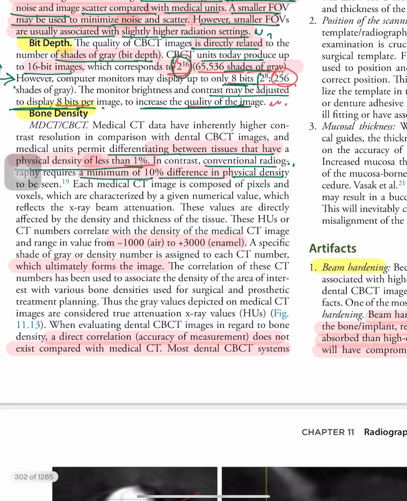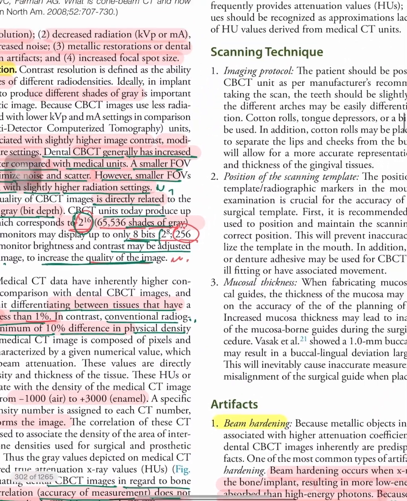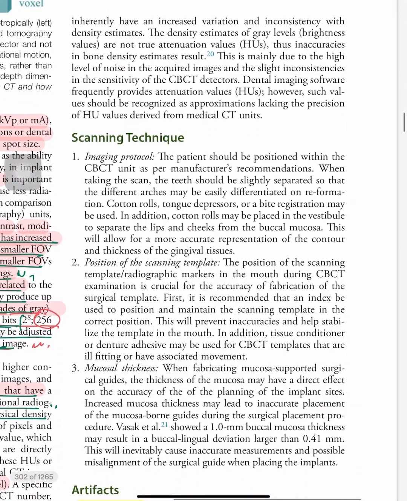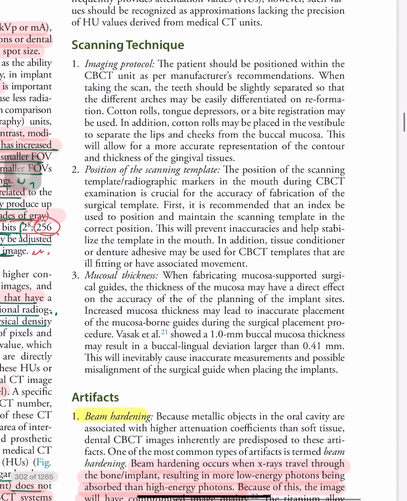So, as I said, when evaluating dental CBCT images in regard to bone density, a direct correlation and accuracy of measurement does not exist compared with a medical CT. When we talk about Hounsfield units, that is more accurate with the medical CT and not with the cone beam CT. So this is the scanning technique. If you have a CBCT unit at your place, then you can read about it. Otherwise, it's not that important.